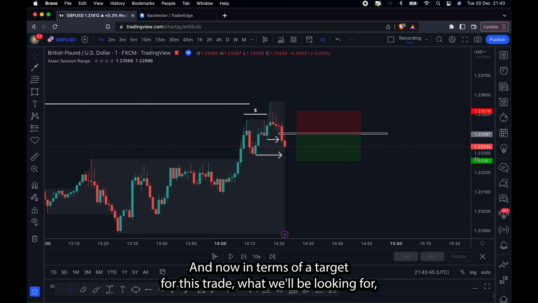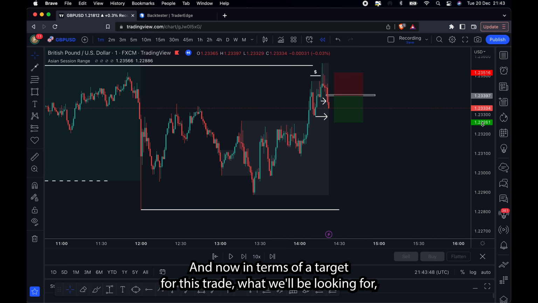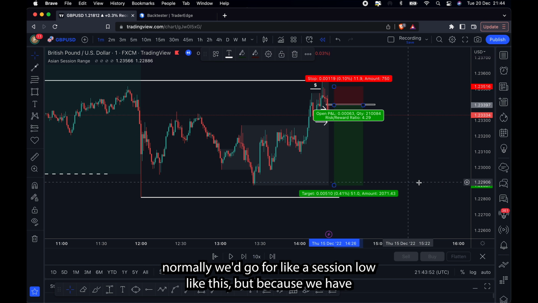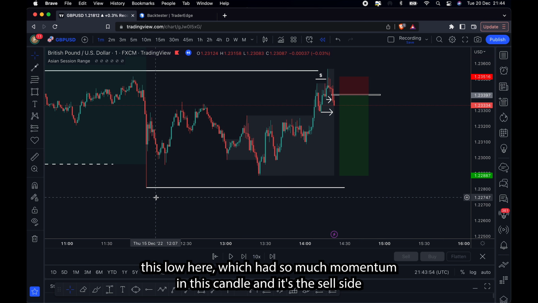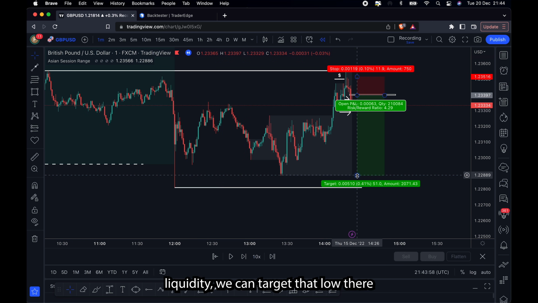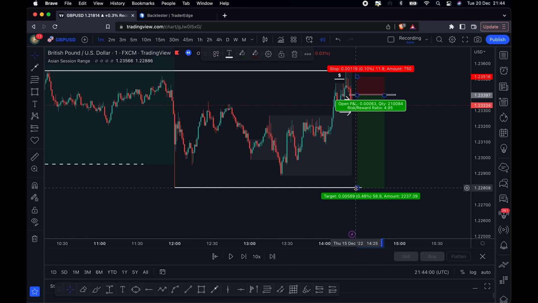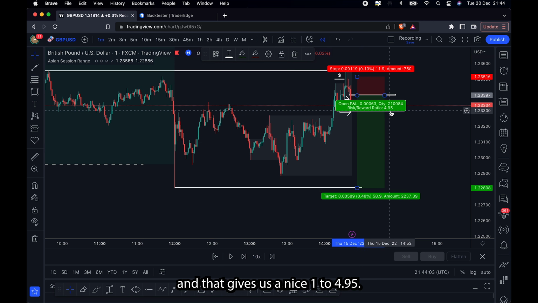And now in terms of a target for this trade, normally we'd go for a session low like this, but because we have this low here which had so much momentum in this candle and it's the sell side liquidity, we can target that low there, and that gives us a nice 1 to 4.95.